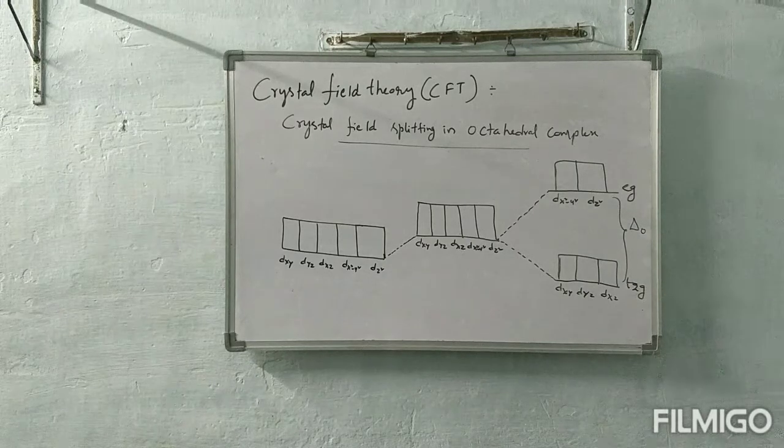During the formation of an octahedral complex, ligands approach along the axis. So the orbitals which have lobes along the axis, their energies are increased. Those are dx square y square and dz square, so those are above, and the remaining d orbitals, dxy, dyz, dxz, those 3 orbitals are below. The difference in energy between the Eg and T2g sets is called delta O. Now we will see what happens in the tetrahedral complex.